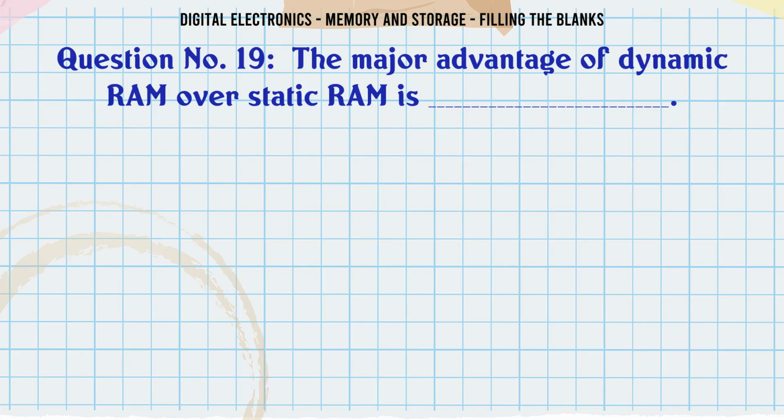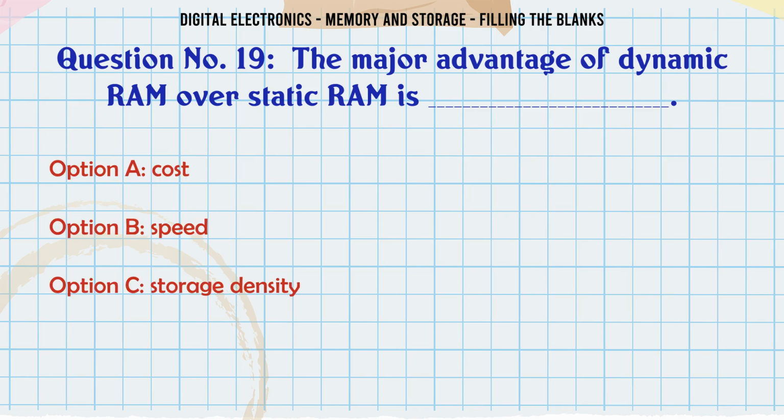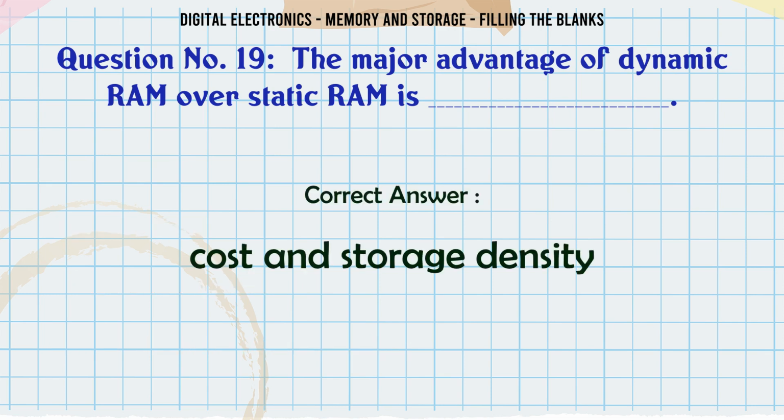The major advantage of dynamic RAM over static RAM is A. Cost. B. Speed. C. Storage density. D. Cost and storage density. The correct answer is cost and storage density.